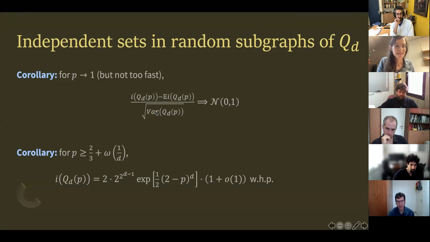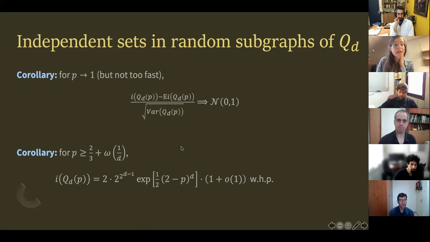It has been answered regarding whether P and D are functions of each other, and D is tending to infinity. D is always tending to infinity when you write the little o of 1 and so on. This is always the D going to infinity limit. I guess in the second corollary, you also ask P to be bounded away from 2/3 in a certain way. And in the first corollary, P goes to 1 as D tends to infinity. Yeah, they go simultaneously. Thank you.